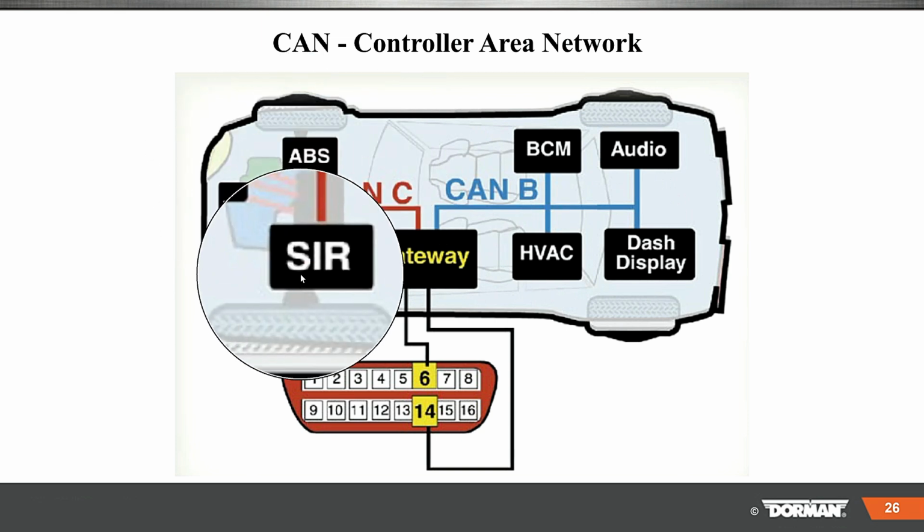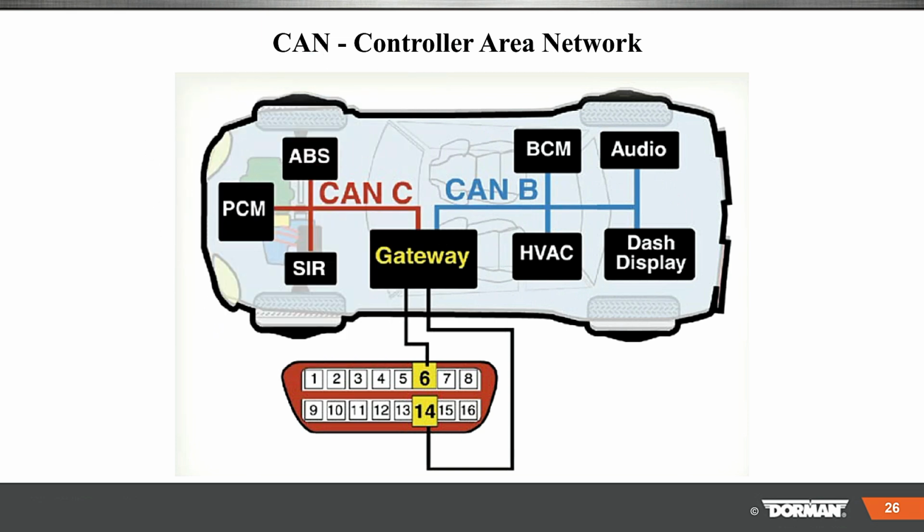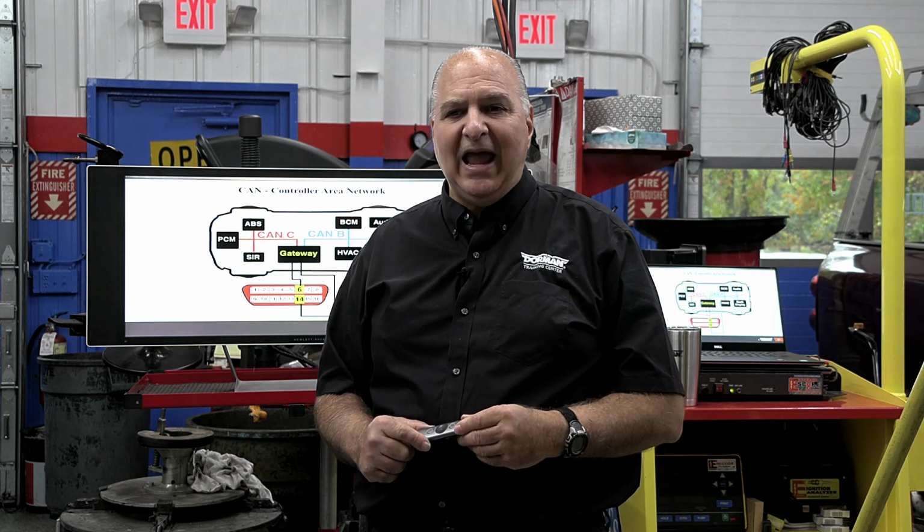ABS, PCM, SIR. What else would be, for a Dorman t-shirt? Okay, for a Dorman t-shirt, what else would be on today's vehicle on CAN C? First person, CAN C. What system would be on it that is that important? Anything that needs high speed. No, PCM's already on there. That's the airbags, that's already on there.